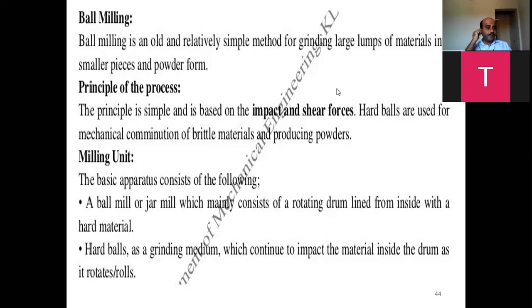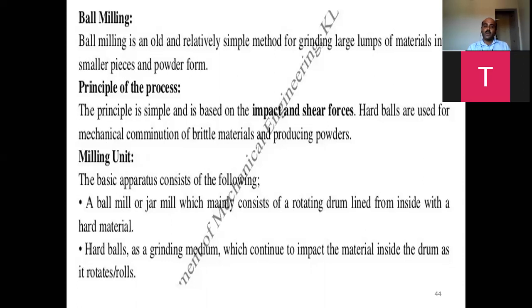Ball milling is an old and relatively simple method for grinding large lumps of materials into smaller pieces and powder form. It is one of the oldest methods of obtaining powders. We pass the metal through the balls and it gets converted into powder. It is a method of grinding large lumps of material into small pieces and powder form.